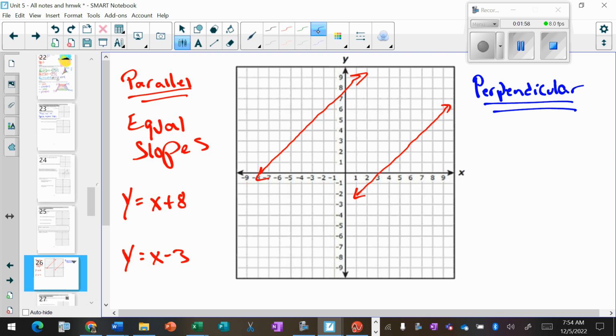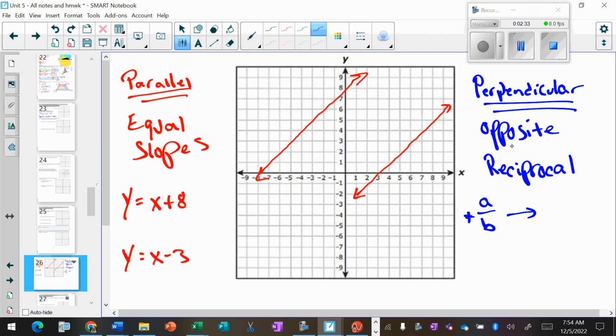Now, perpendicular would have a slope that is the opposite reciprocal. We've talked about this off and on last week, and formalized it in our lesson on Thursday, depending on when you're watching this video. Opposite reciprocal slope means the opposite part is taking the positive or negative value of the original slope and switching it to the opposite sign. So if my original slope is positive, then my opposite is negative. The reciprocal piece takes our fraction a over b and flips it to b over a. So that's what opposite reciprocal slopes look like.